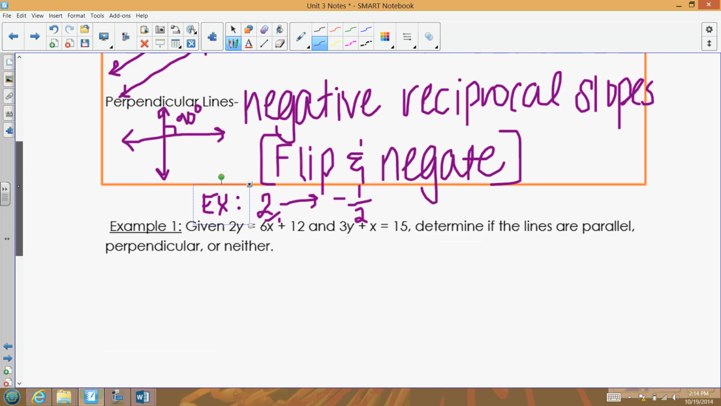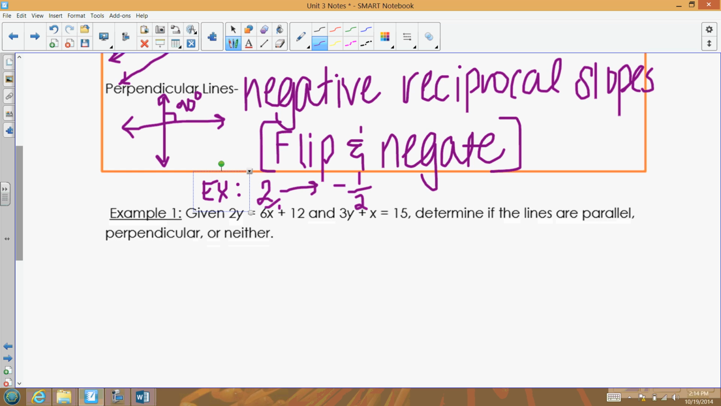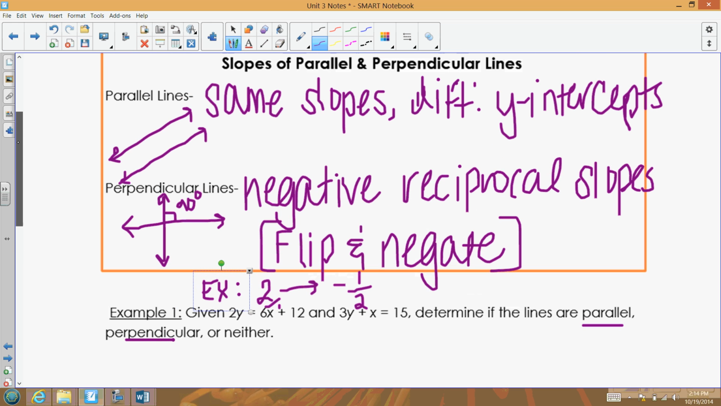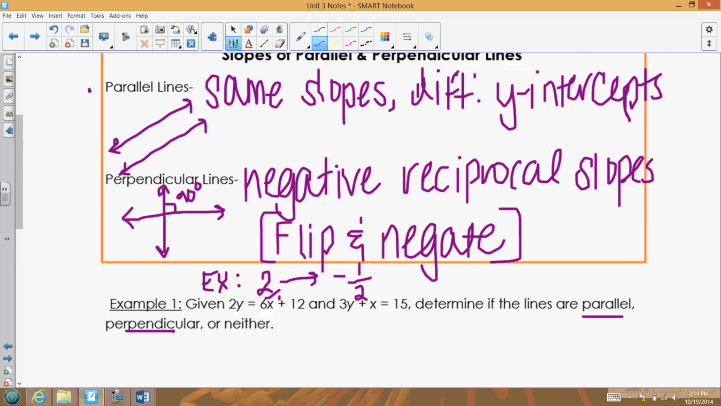So let's look at this first example here. Given 2y equals 6x plus 12 and 3y plus x equals 15, determine if the lines are parallel, perpendicular, or neither. So basically what I need to do is figure out the slope of the first equation and the slope of the second equation and compare them to see, do they have the same slopes? So are they parallel? Or do they have negative reciprocal slopes? Are they perpendicular, or is it neither?